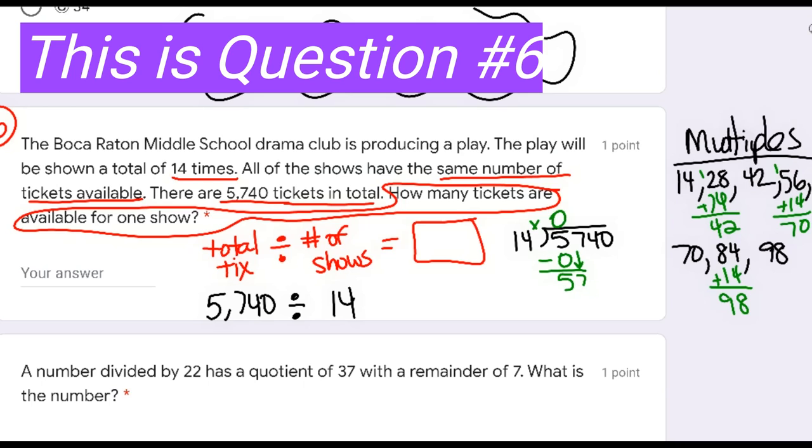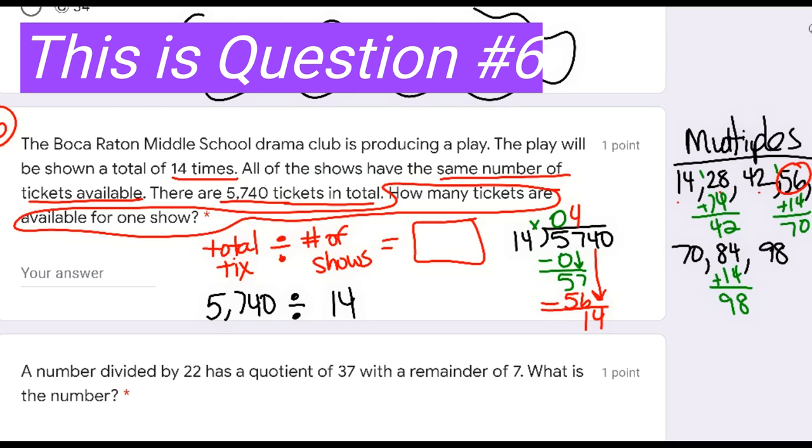What is the closest multiple that I have here that will get me under the 57 or at the 57? The only closest one is the 56, and that is our 1, 2, 3, fourth multiple. So I have 4 times 14, that is 56. I'm going to subtract it out. That is going to give me a 1. Bring down the next number, which is 4.